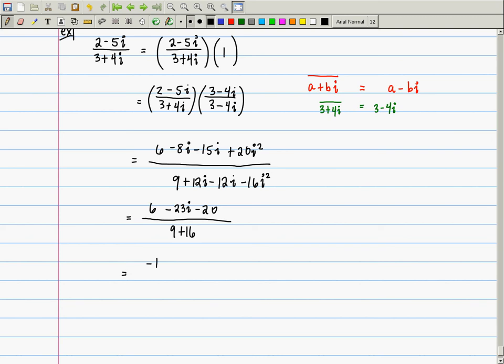And so we are almost done now with this question. This is not quite in the form that I asked. It has to be in the form real part, and then plus imaginary part i. So then, negative 14 over 25 minus 23 over 25 i. So I could ask, what is the real part of this complex number? Negative 14 over 25, good. What's the imaginary part?